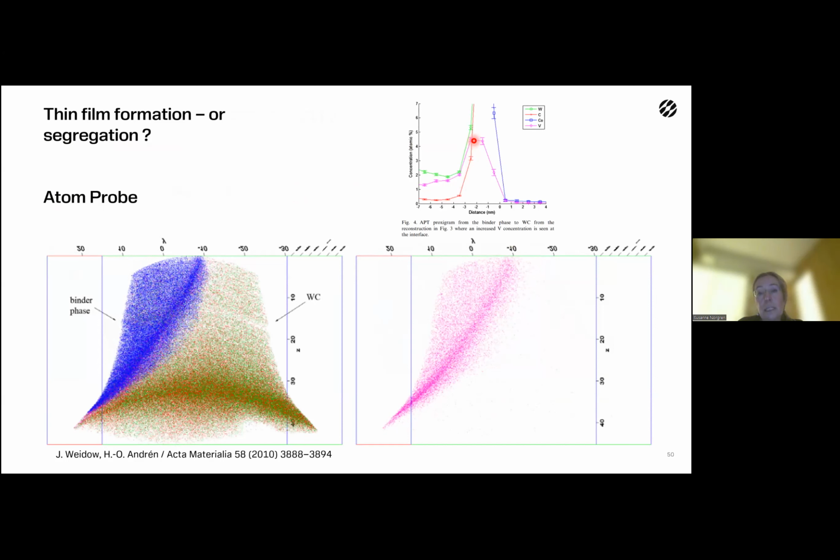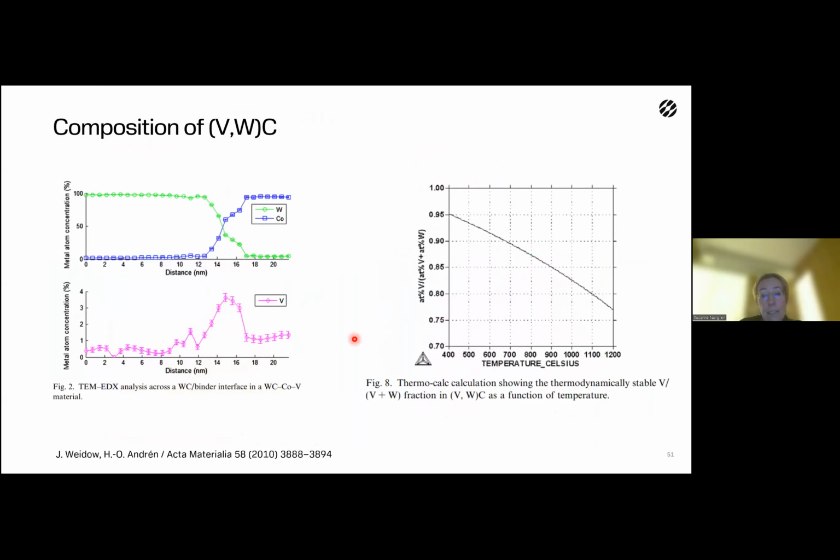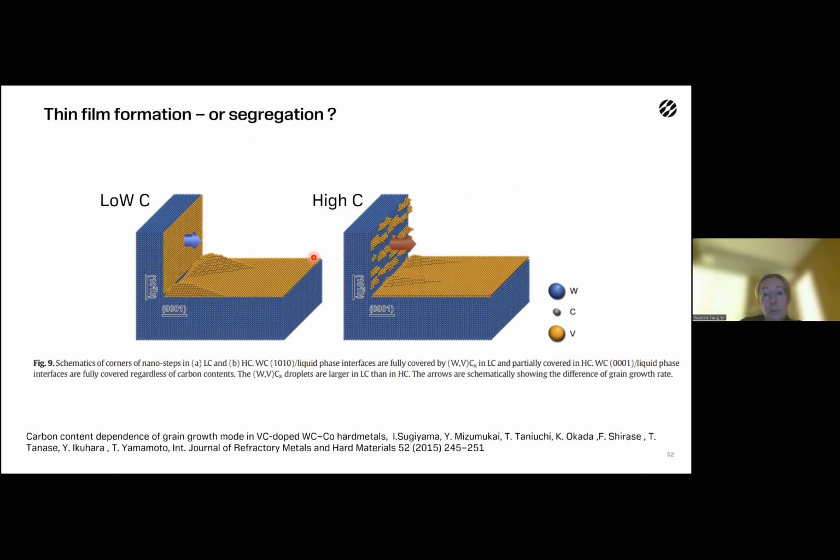And also in this case, the carbon and the tungsten increase at the same time as vanadium increases. And here is a comparison between the calculation of the composition using Thermo-Calc on the vanadium tungsten carbide and the measurements by atom probe. So the question is, is it really a thin film formation, or is it a segregation?